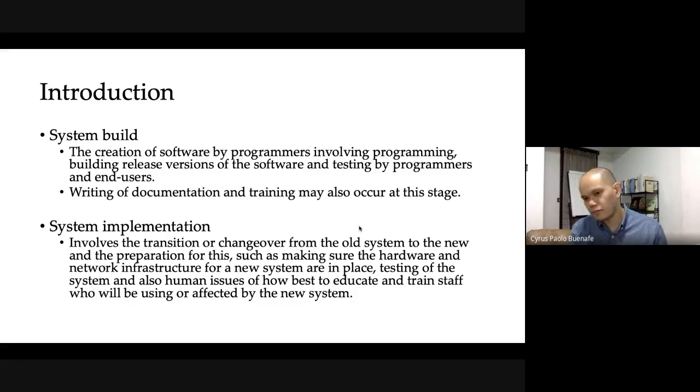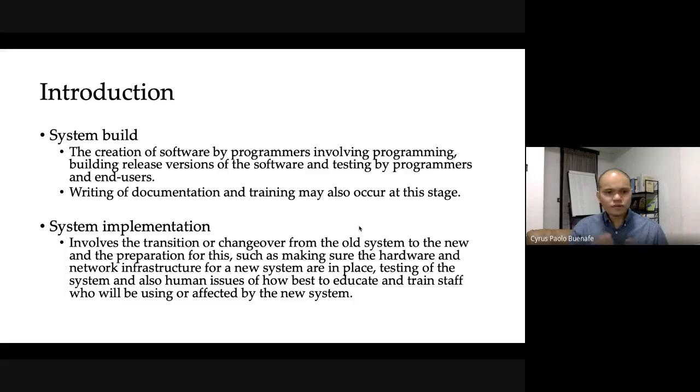Another definition that we have here is on system implementation. After you build the system, now you implement it. Other texts would have this as rollout or deployment. They can be used interchangeably. So when we talk about system implementation in this context, we're thinking of after you're done creating the system, the software in particular, then you roll it out. So the transition, the changeover, or cut over. There are many terms used here. From the old way of doing things to the new way of doing things.